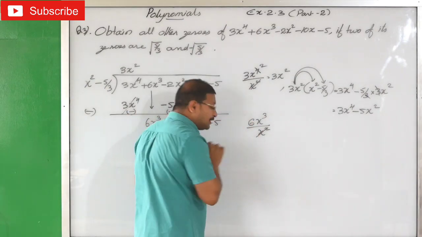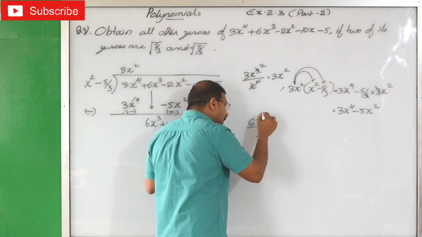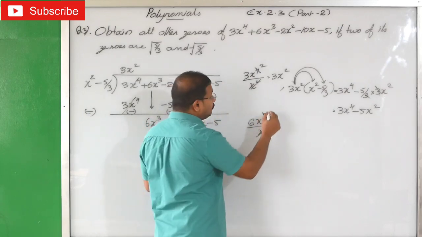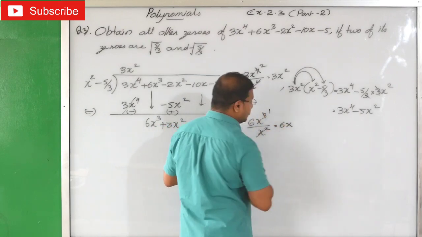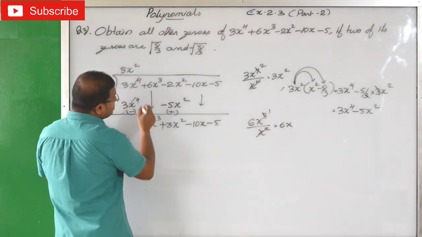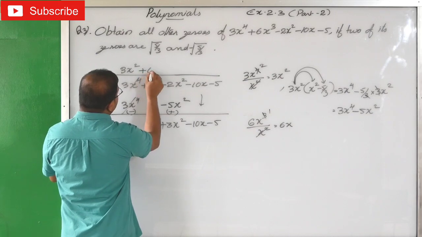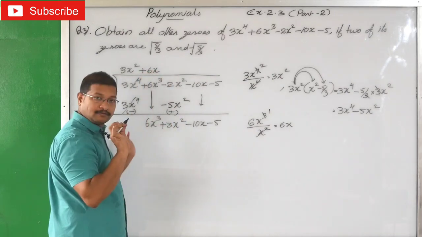2 times x square will cancel. From 3 times 2 will cancel. That means 1 will be balanced. So we'll get equals 6x. Ready? So in the quotient place we will write plus 6x. No sign means plus. Ready?